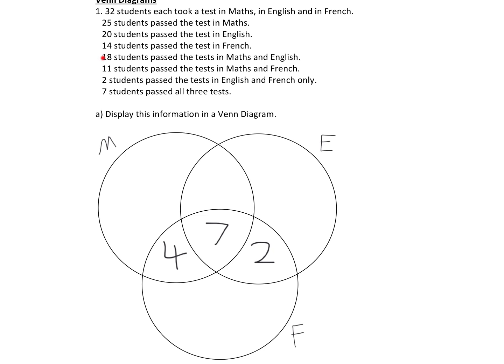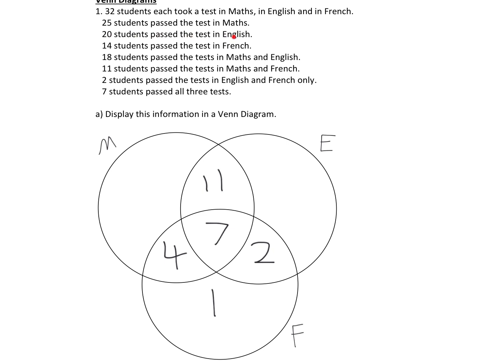18 students passed the tests in maths and English. Maths and English is here. That whole bit needs to be 18. We've already got 7 in there, which means there must be 11 on the top bit. Then 14 students passed French. Well, all the people in here passed French in this circle. 4 and 7 is 11, plus 2 is 13. We know there should be 14, so there must be 1.